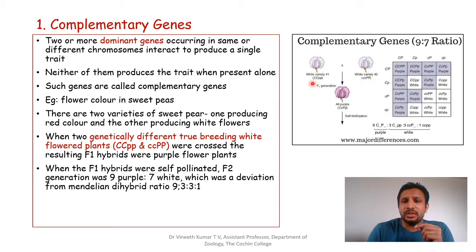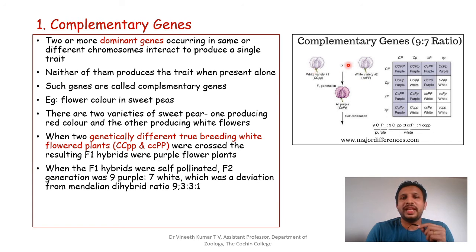So when such genetically different but phenotypically same and true breeding, in the sense if you are self-fertilizing this particular plant, it will always produce white flower. The same with this particular plant. That's why you call it as true breeding. So in any generation, if you self fertilize this particular plant with white flower, it will produce only white flower, and this also does the same. That's why they are called as true breeding plants.